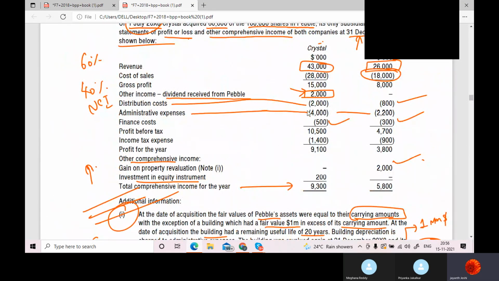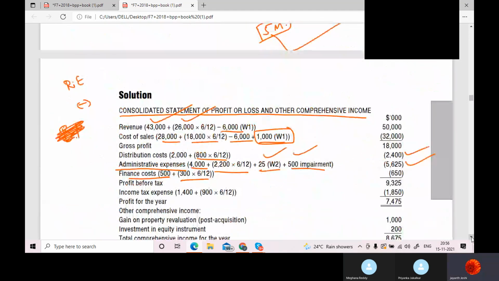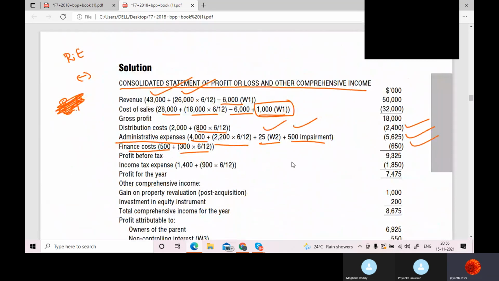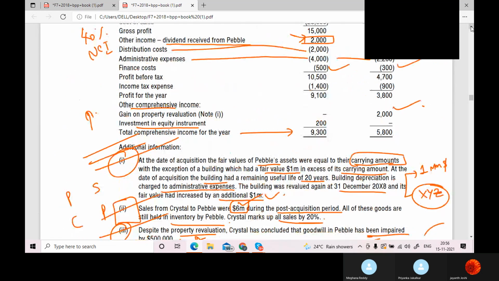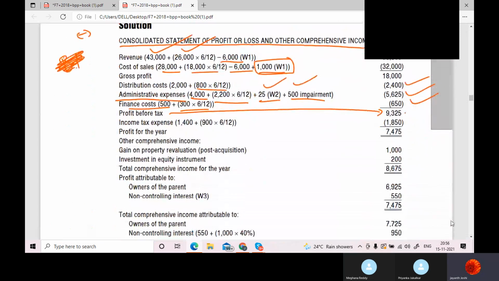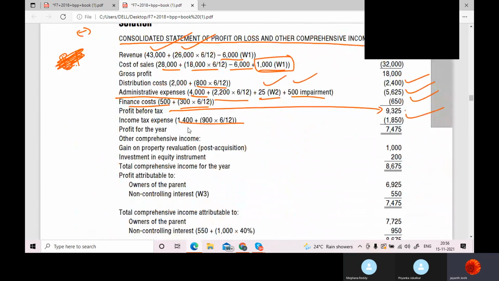So finance cost is done. Profit before tax, so we will get the consolidated figure. Don't add that, those are separate sets of books of the companies. This is the consolidation you are doing, so the resultant profit is the PBT. Now income tax expense. This and this, mid of the year. Deducting this income tax, you got the profit for the year. Till here everything is all right.